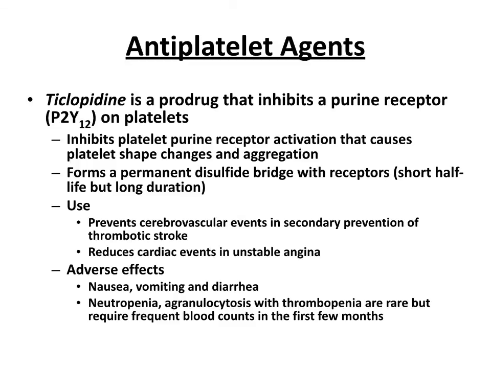What this drug does is form a permanent disulfide bridge with these purine receptors on platelets and inhibits their function. So, big picture for us, ticlopidine is a prodrug that inhibits purine receptors on platelets and stops normal platelet function. Stop normal platelet function, and you're not going to get normal coagulation function.